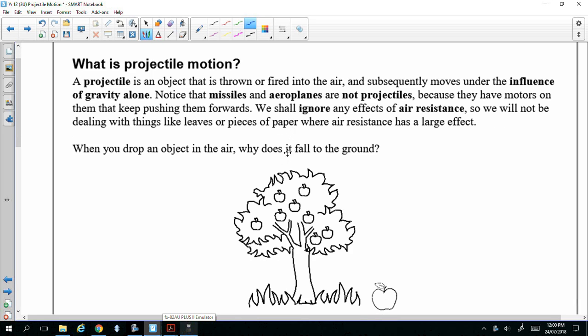Projectile motion. The definition of a projectile is an object that is thrown or fired into the air, and subsequently moves under the influence of gravity alone. Okay, that's the definition of a projectile. Other things that fly in the air, like missiles and airplanes, are not projectiles because they have motors on them that keep pushing them forwards. We shall ignore any effects of air resistance, so we will not be dealing with things like leaves or pieces of paper, where air resistance has a large effect.